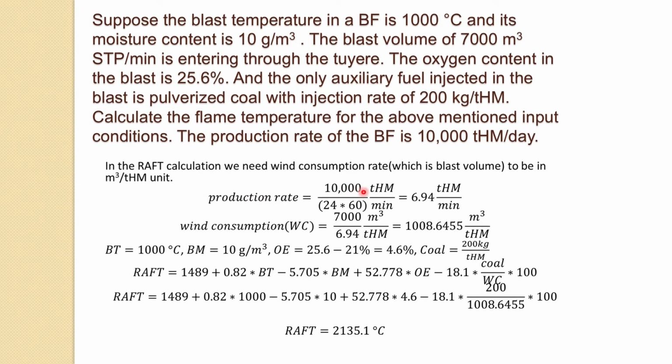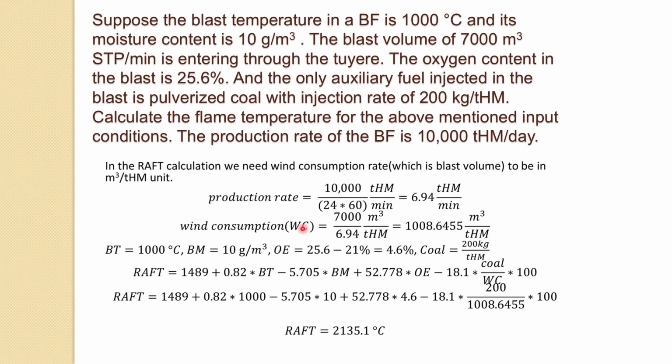So, the production rate is 10,000 ton hot metal per day, which will give you 6.94 ton hot metal per minute. So, 24 into 60 is going to convert your day into minutes. So, the wind consumption, when you divide by this ton hot metal per minute, will give you meter cube per ton of hot metal. So, you have 7000 meter cube per minute, and dividing that by the hot metal per minute is going to give you the wind consumption.